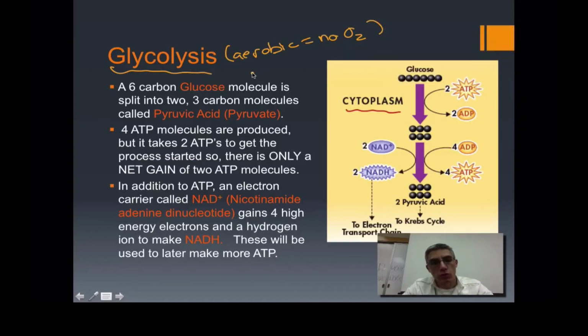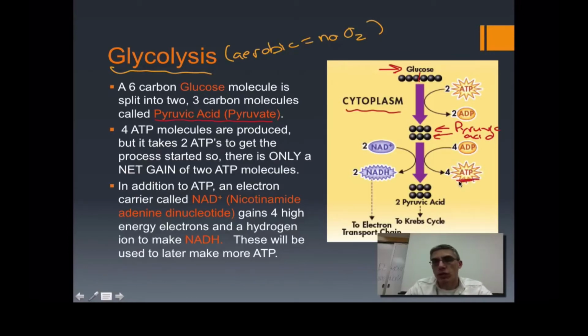Now what we're going to do with this process is we are going to take one molecule of glucose and we're going to split that molecule of glucose into two 3-carbon molecules. And we're going to call those 3-carbon molecules pyruvic acid, also sometimes known as pyruvate. And so these two 3-carbon molecules right here are going to be called pyruvic acid. Now, as this process continues, we're going to end up producing 4 ATP molecules at the very end.